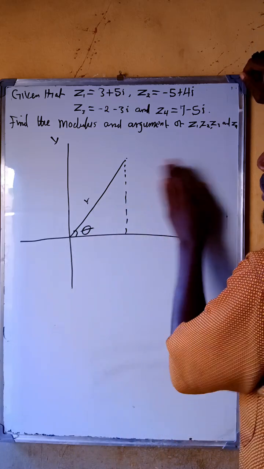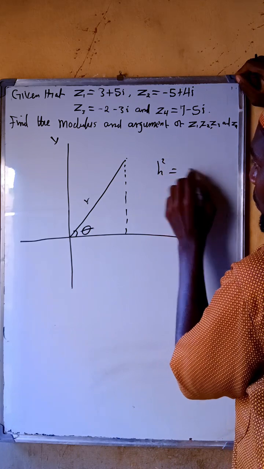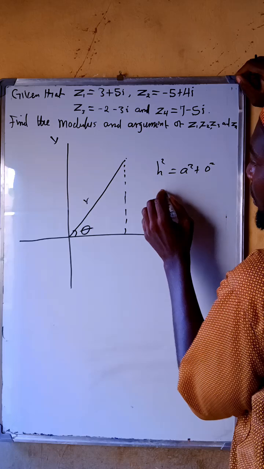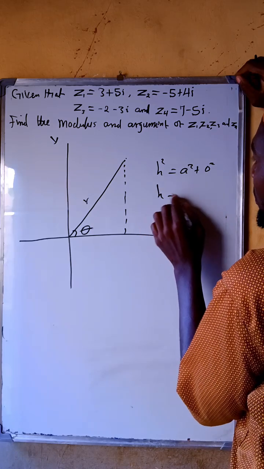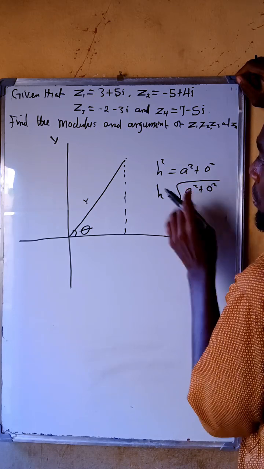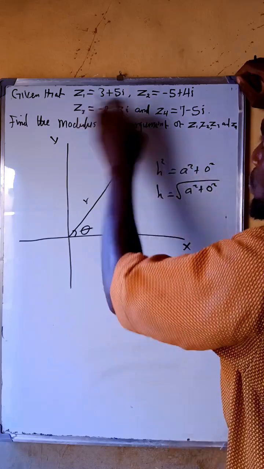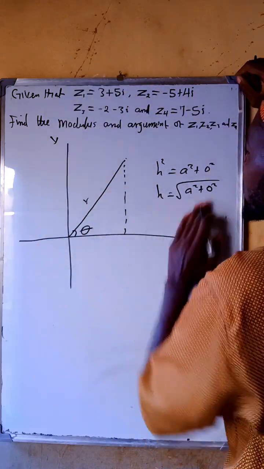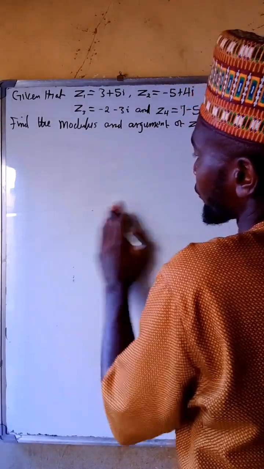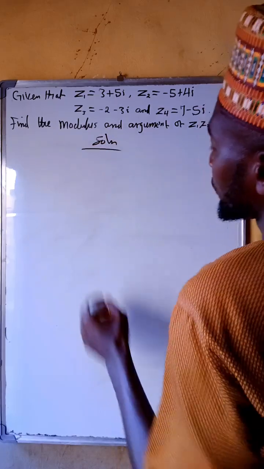And this one is nothing but the Pythagoras theorem that states that hypotenuse squared is equal to adjacent squared plus opposite squared. And from here we can see that our h is equal to the root of adjacent squared plus opposite squared. So this is how we find the modulus. But since we have a point here, let's plot it on the graph before we find the solution. Okay, let me write solution here.